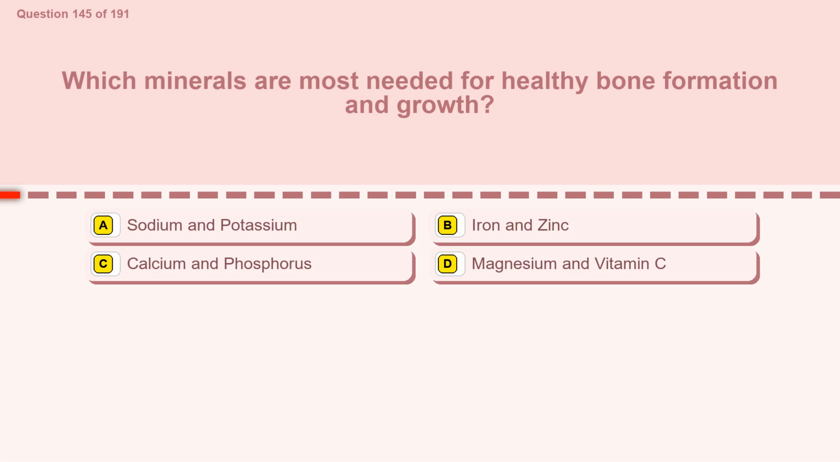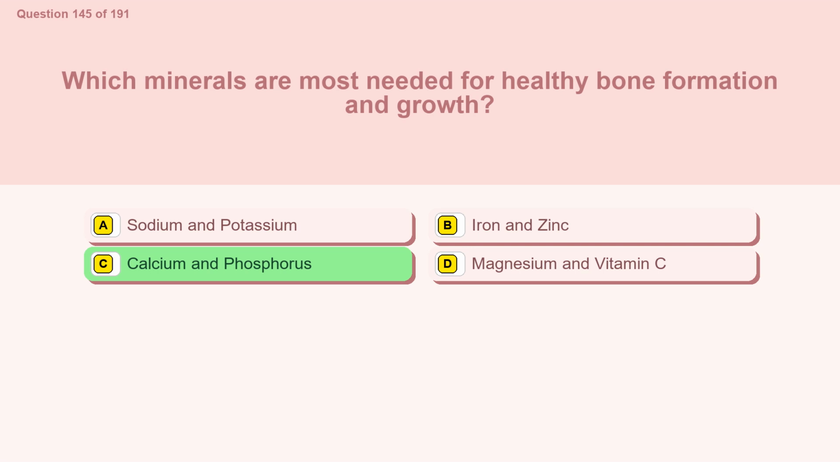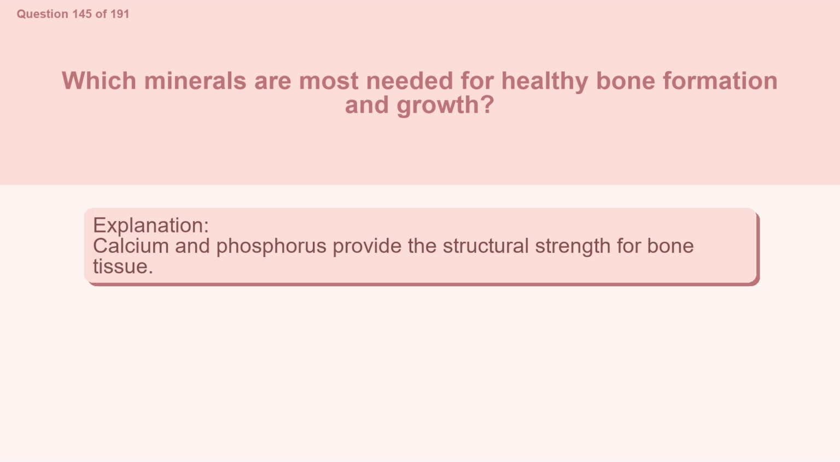Question 145. Which minerals are most needed for healthy bone formation and growth? Option A, sodium and potassium. Option B, iron and zinc. Option C, calcium and phosphorus. Option D, magnesium and vitamin C. The correct answer is option C, calcium and phosphorus. Calcium and phosphorus provide the structural strength for bone tissue.